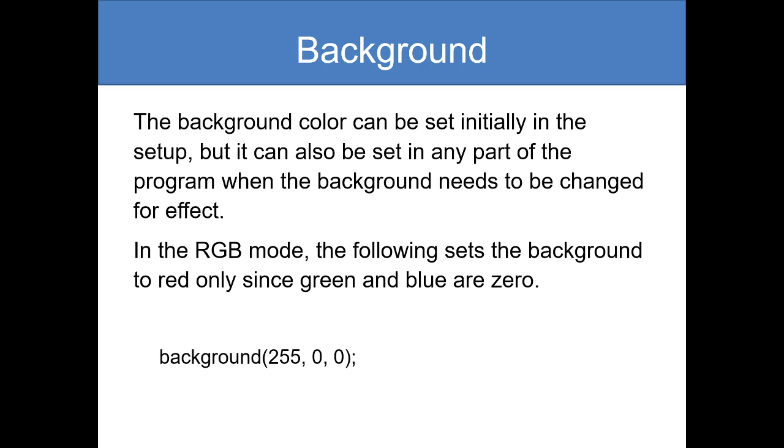So whenever we start the setup, we can actually tell the background how it should look, what color it should be. In this case, looking at this background command that we have right here, we have background 25500. You can imagine, it says background, and we're in RGB mode. By default, we start in RGB. It may be that you change it to HSB at some point, and that's fine, but it's important to remember what setting you're in.